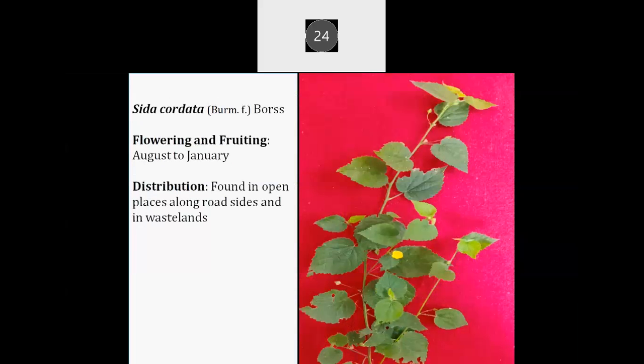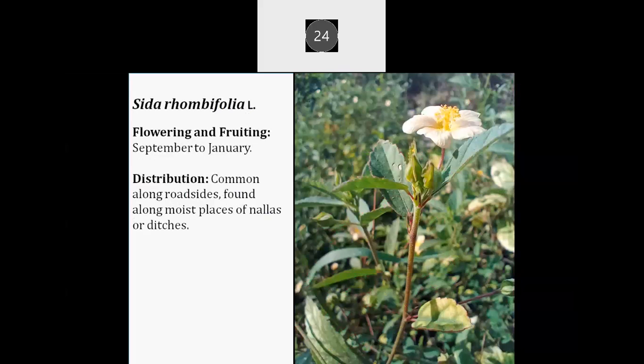This is Sida cordata. This is a common species. It is mostly found near houses, or in open areas where there is mostly untouched land, or along the roadside and wasteland, and this plant is found there. And so many people know this plant, that is Sida cordata. And the flowering period is August to January, and distribution is open places along roadsides and in wasteland. Next slide, ma'am.